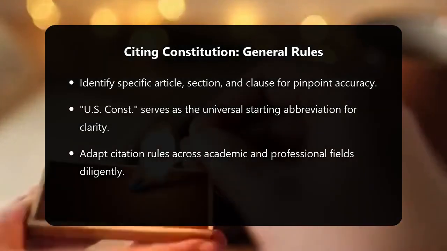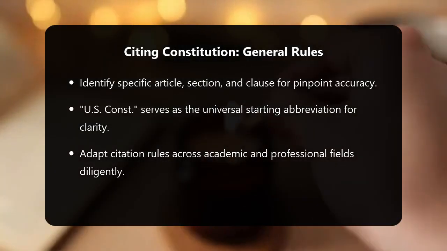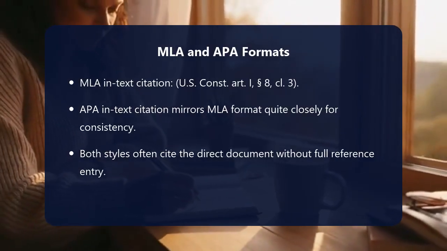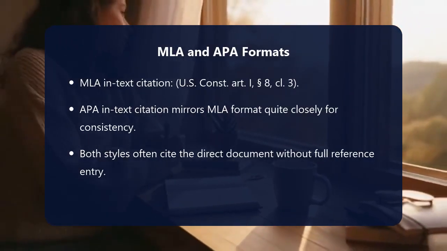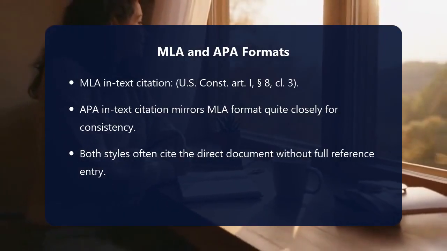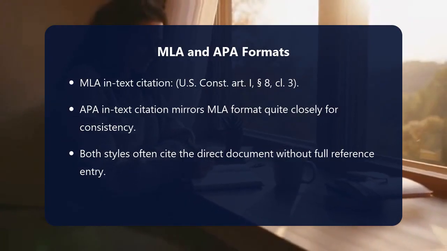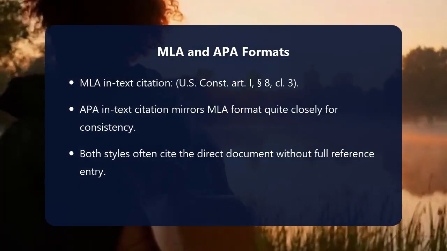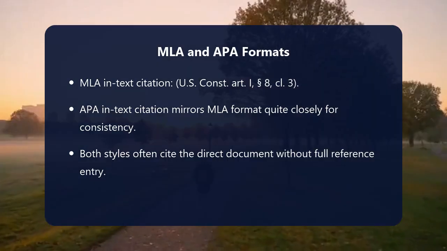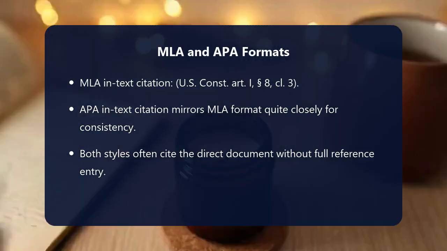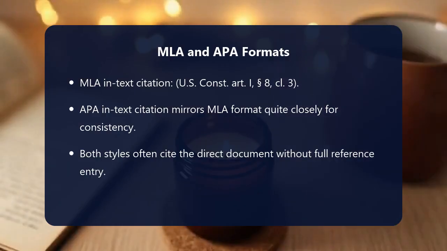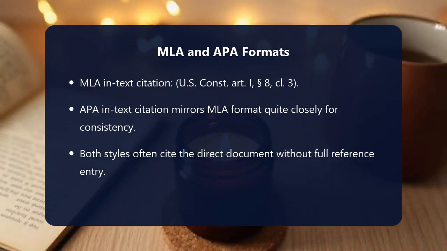For those in the humanities, particularly students and researchers using MLA, Modern Language Association style, an in-text citation typically looks like U.S. Const. Art. I, Section 8, Cl. 3, for Article 1, Section 8, Clause 3. In your works cited list, you might simply list U.S. Constitution. If you're citing the document generally, or specify if you accessed a particular annotated version online, perhaps U.S. Constitution. The National Archives and Records Administration. Accessed at URL. However, the direct document itself is the primary source.